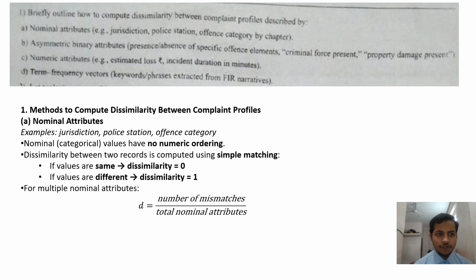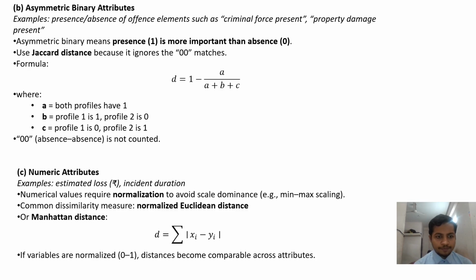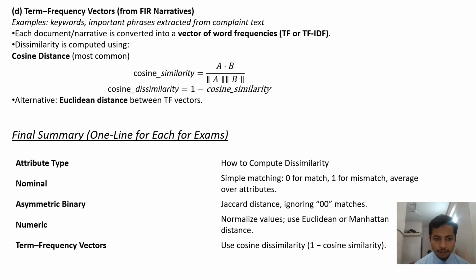Now the C part reads as numeric attributes, example estimated loss in rupees, incident duration in minutes. These numerical values require normalization to avoid scale dominance, for example min-max scaling. Common dissimilarity measures are normalized Euclidean distance or Manhattan distance, where d equals summation of modulus of xi minus yi. If variables are normalized 0 to 1, distance becomes comparable across attributes.